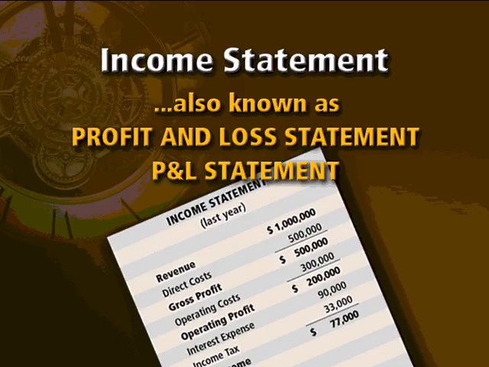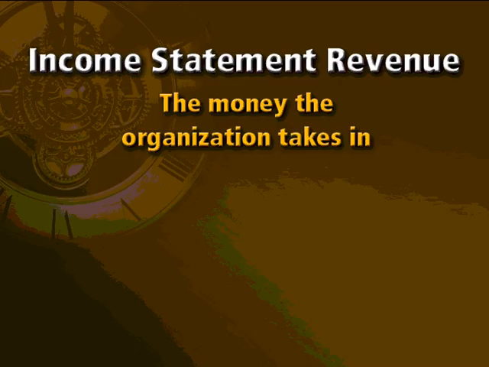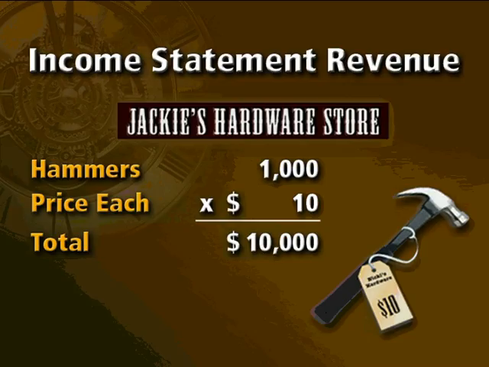The first component of the income statement is revenue. Revenue is the money you receive before you pay any of your expenses. Revenue can come from selling products, services, or sources like rent from an apartment building. We're going to use an example of Jackie's hardware store because it's a fairly simple way to explain how these concepts fit in practical application.